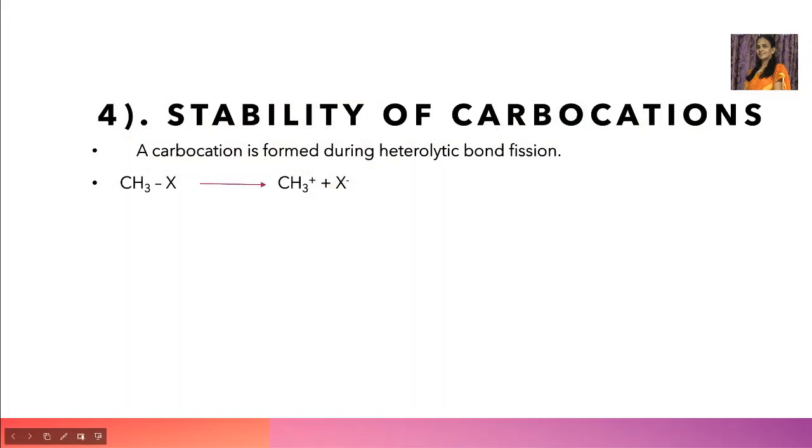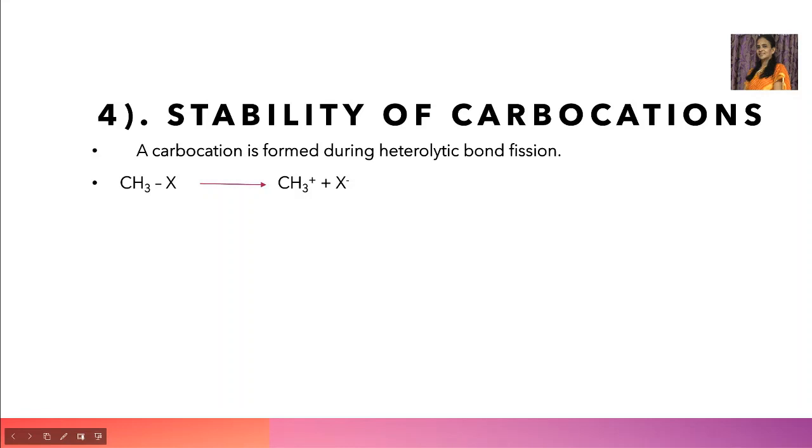The next application of the mesomeric effect: stability of carbocations. So what is a carbocation? We have already discussed carbocations in the previous classes. Carbocation is nothing but the species in which carbon bears the positive charge, known as a carbocation or carbonium ion. A carbocation is formed during heterolytic bond fission. This we have already discussed in the previous classes. Heterolytic bond fission, homolytic bond fission. Heterolytic bond fission produces ions, whereas homolytic bond fission produces free radicals.